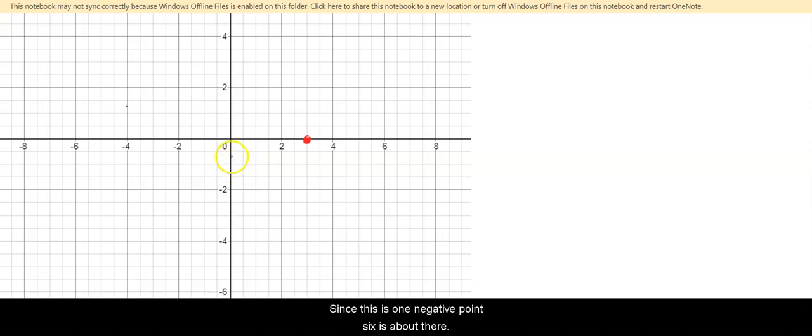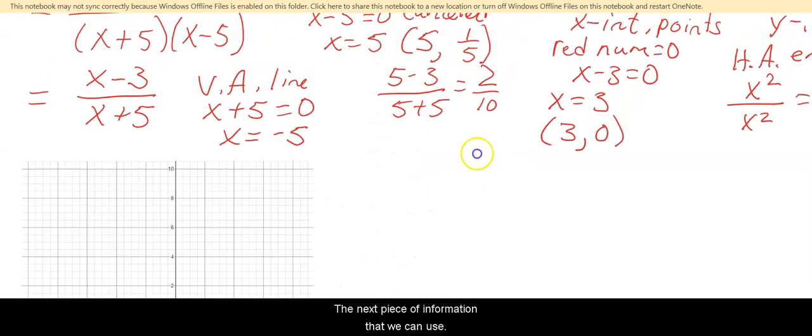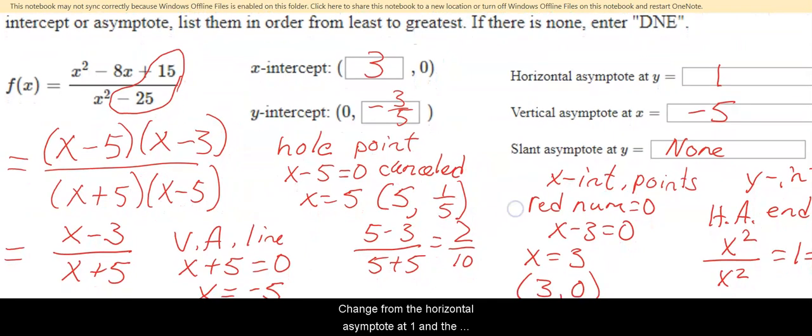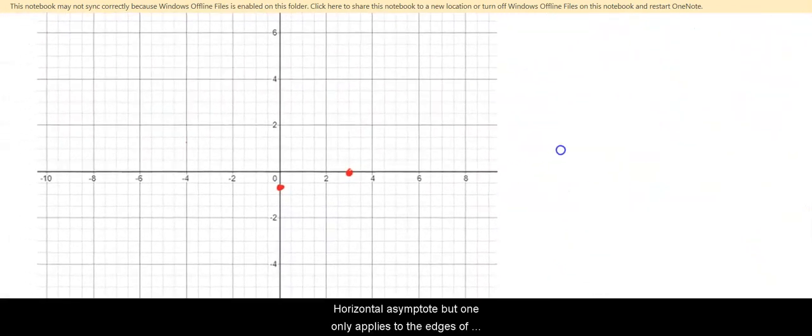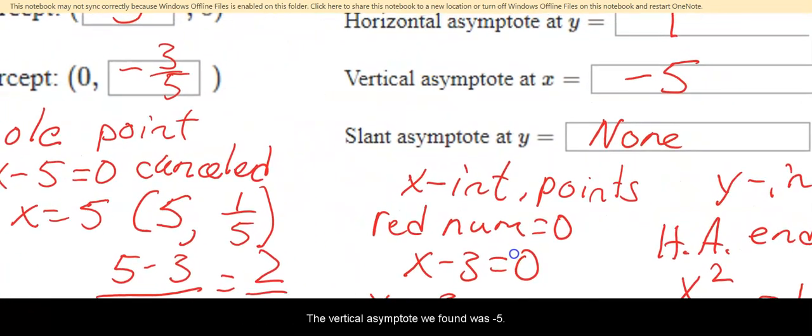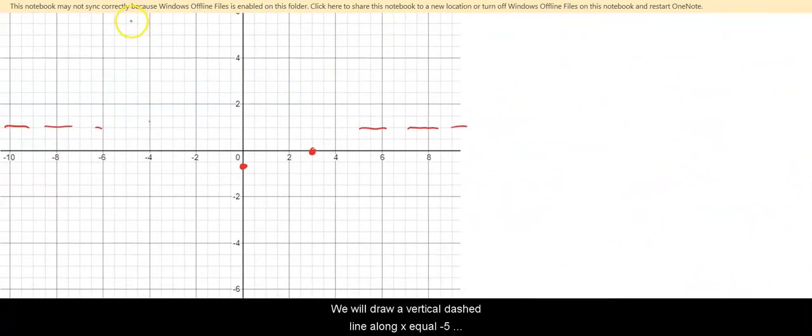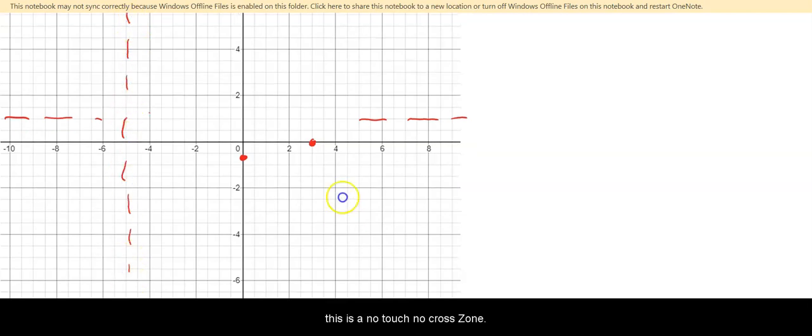Since this is 0.1, -0.6 is about there. The next piece of information that we can use came from the horizontal asymptote at y = 1 and the vertical asymptote at x = -5. A horizontal asymptote at 1 only applies to the edges of the picture, way to the far right and way to the far left. The vertical asymptote we found was x = -5. We will draw a vertical dashed line along x = -5. This is a no-touch, no-cross zone.